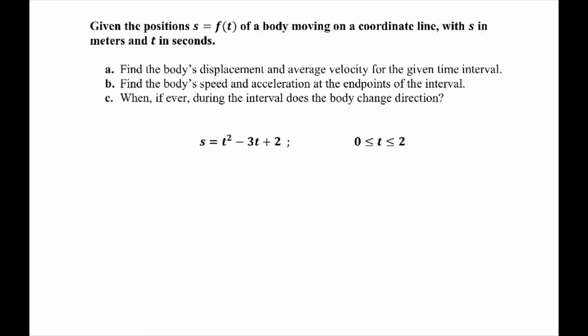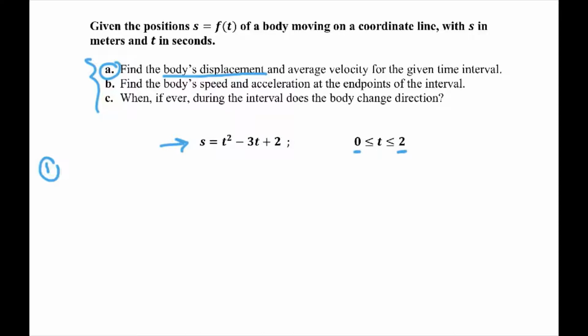Okay, well, we will start with part a. So this is our function here. Now, t squared minus 3t plus 2, that's the position function. And you want us to study these three between 0 and 2 seconds. Okay, first of all, number one, we need to find the body's displacement and the average velocity.